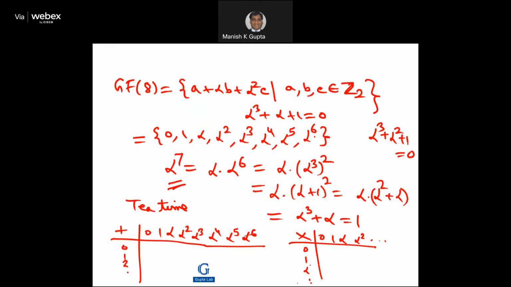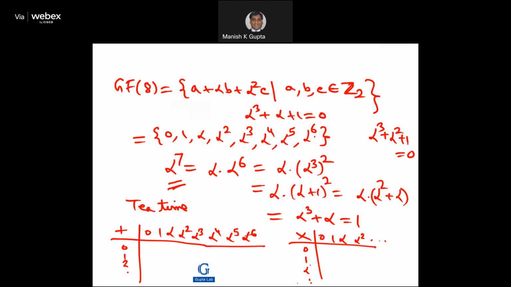There is some problem here, right? This should be 1 here, right? Yeah. And so when you multiply, it's alpha cube plus alpha, right? This should be 1 here, right? And so alpha cube plus alpha from the equation is 1, right? So alpha to the power 7 is 1.